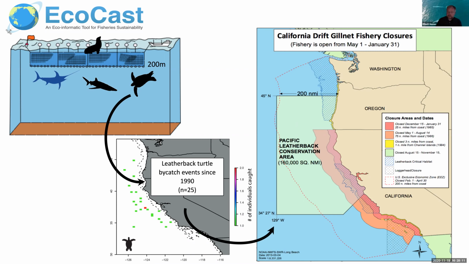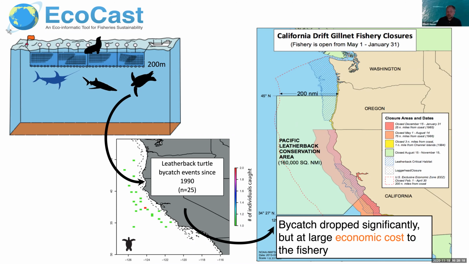So again, the question was, could we come up with a finer scale management approach? And this approach was very successful. Bycatch rates dropped significantly in the fishery, but at large economic cost. In the late 90s, there were around 200 boats, but that's now declined to just a handful. I think we're in the single digits now of California swordfish fishing boats left using drift gill nets.